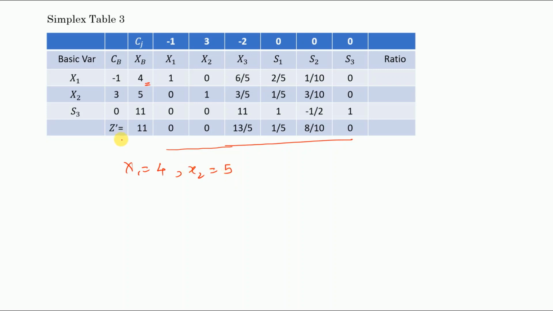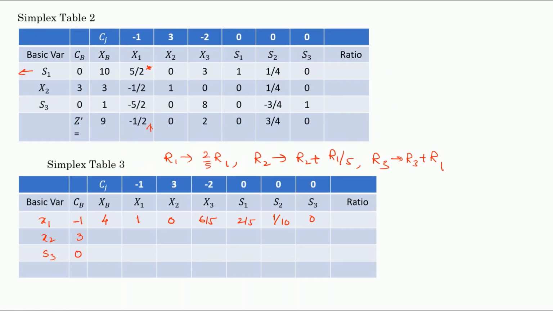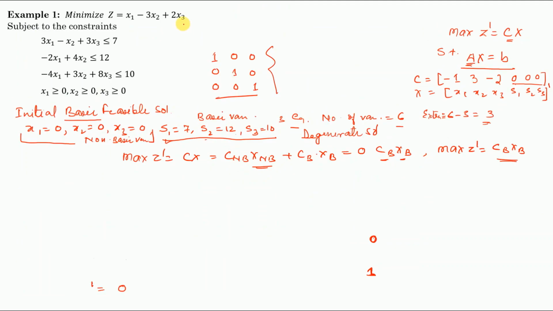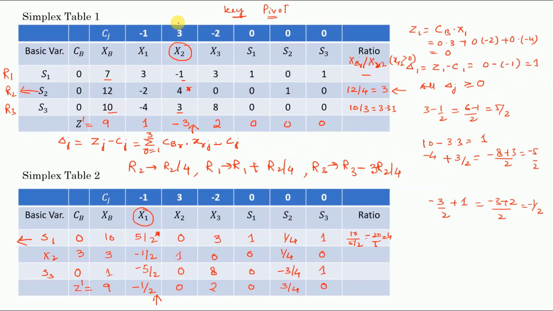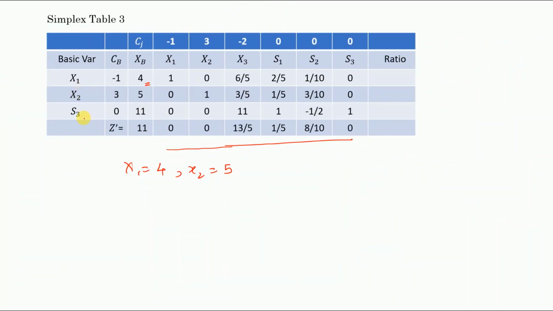Now look at this x3. In the initial problem, x3 is there. But in the last table, x3 is not there. It means x3 is in the non-basics. And as I told you, the value of non-basic will be 0. And the maximized z dash is equal to 11. But originally we have to calculate the minimum value of z, this is minus 11. So this is the solution of the given problem with minimum value of z equal to minus 11. So I hope that you got the concept of the simplex table. Thank you.